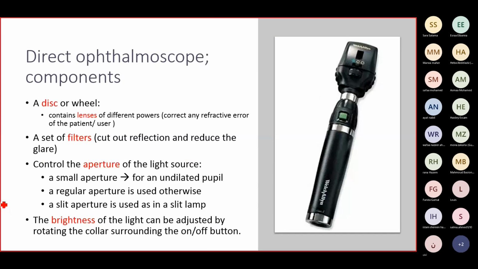Okay, so we mentioned that there is a disc or a wheel of filters. You can use the filters to use a cobalt blue or a very bright light or a gray light if you wish. And you can adjust the brightness, as we mentioned, by the rheostat. So you press this button and turn it, and as you rotate it, the light will become more intense.